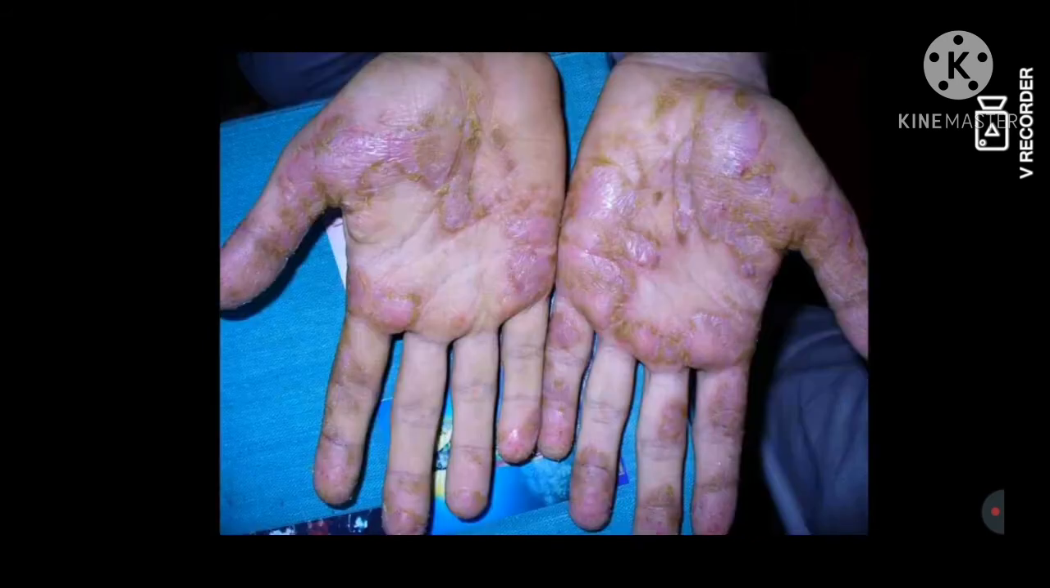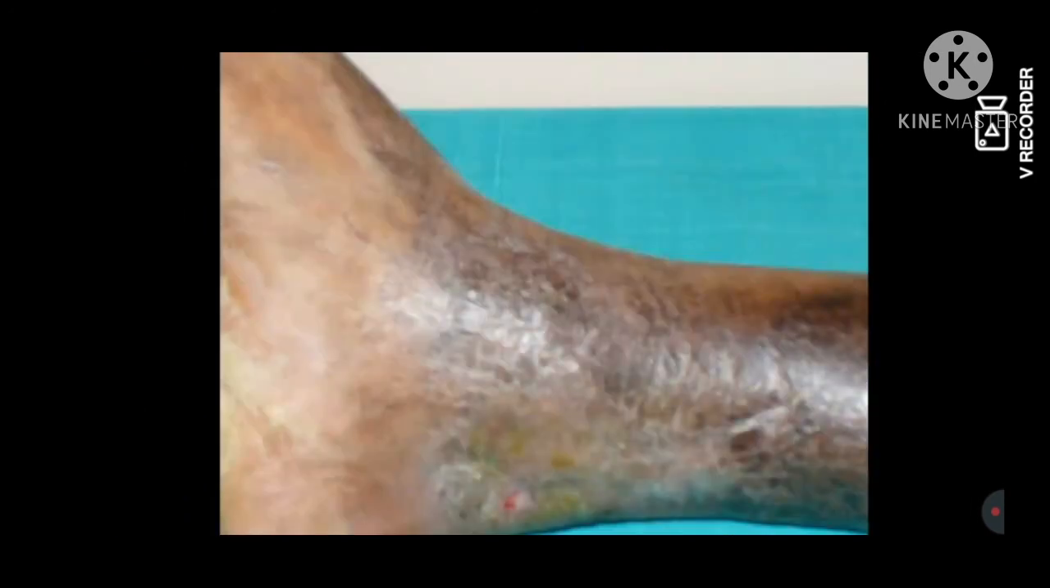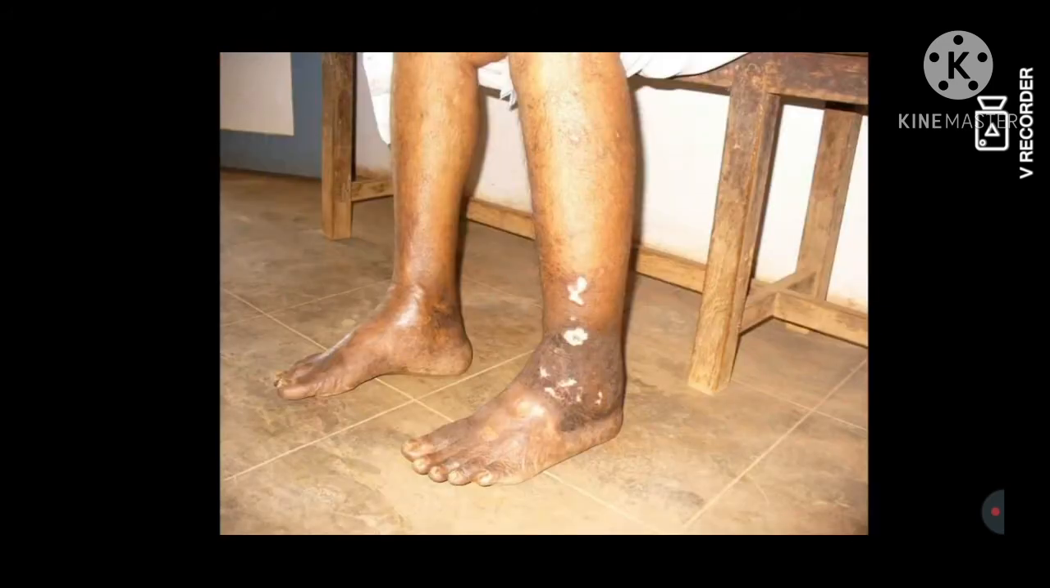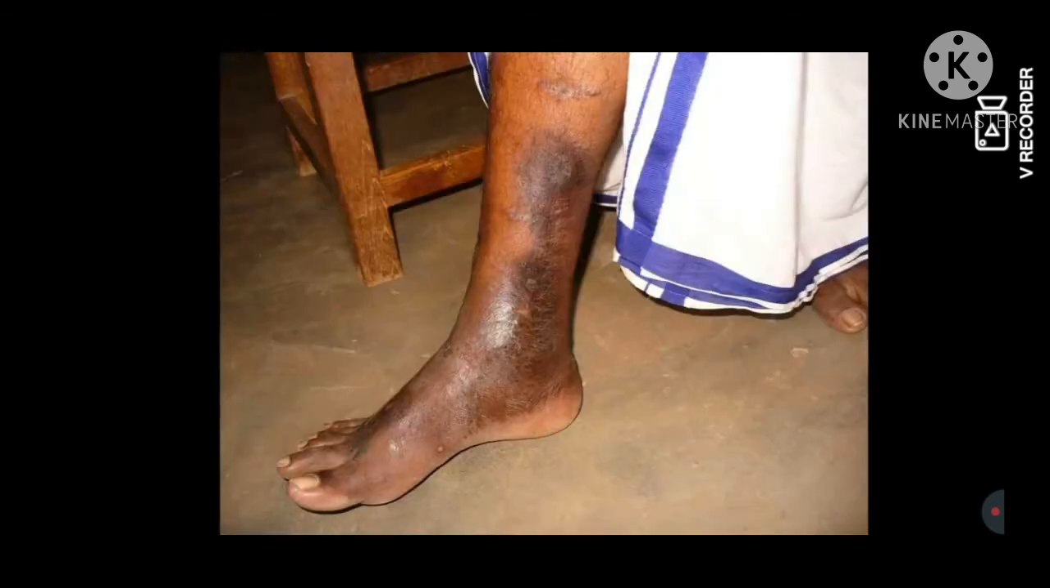This is a herpes lesion. This is a plantar psoriasis. This is a palmar psoriasis. This is a lichen planus healing phase. This is also eczema. This is a stasis eczema. This is also edema associated with stasis eczema. Lymphedema also is there. Also a stasis eczema.